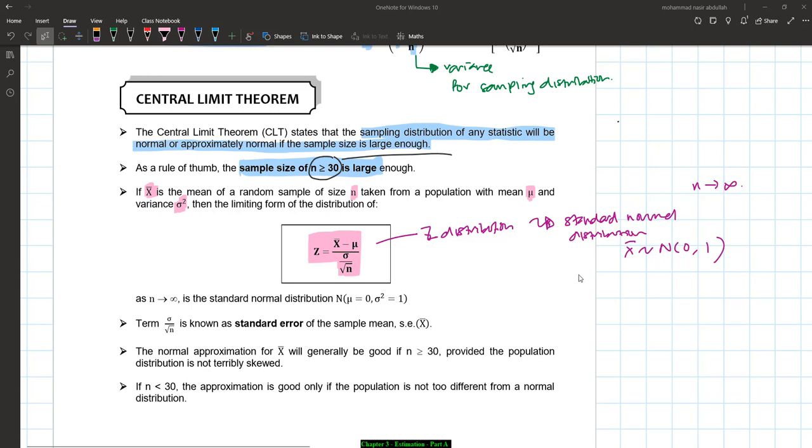And we know that sigma over square root of n is what we call the standard error of the sample mean, right? So this is a statistic, this is a parameter, okay?